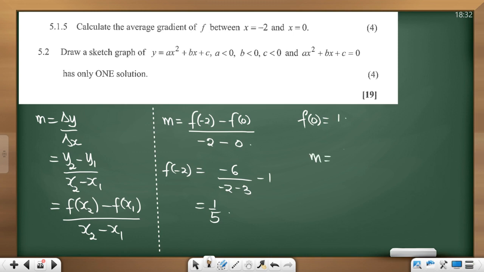So what's our gradient? 1 over 5 minus 1 over minus 2 minus 0. All right, if you use your calculator here, which I believe you don't need, what will your answer be? Do you need a calculator here? 1 over 5 minus 1 would give us 4 over 5, divided by negative 2, which is basically times 1 over negative 2. Minus 4 over 5. All right, so my answer is, what would that be? 2 over 5, which makes sense.